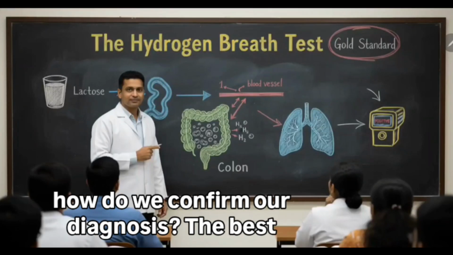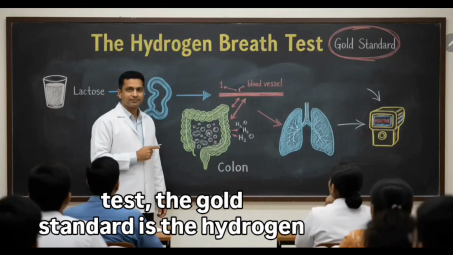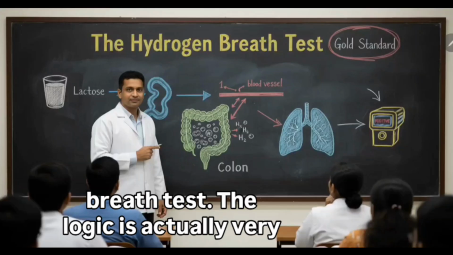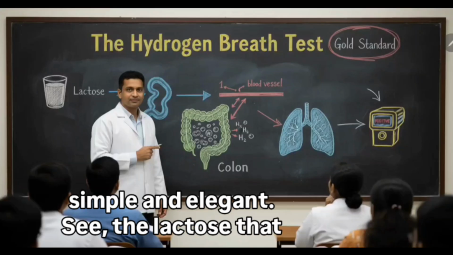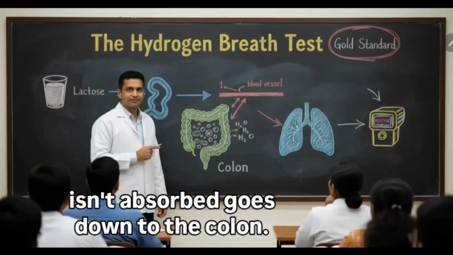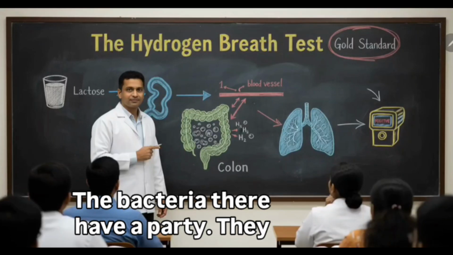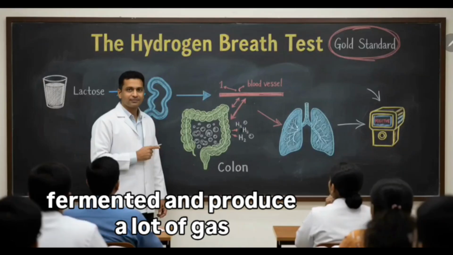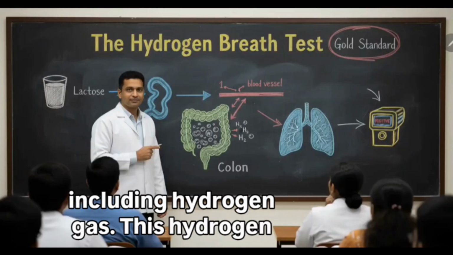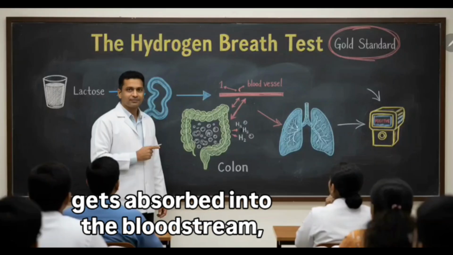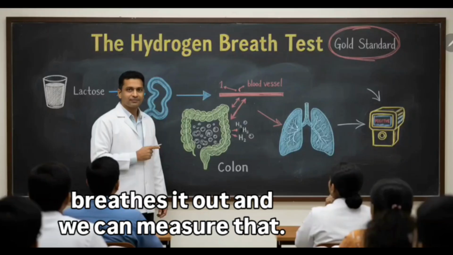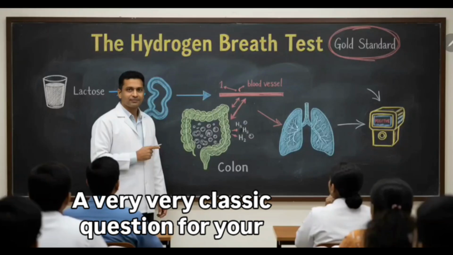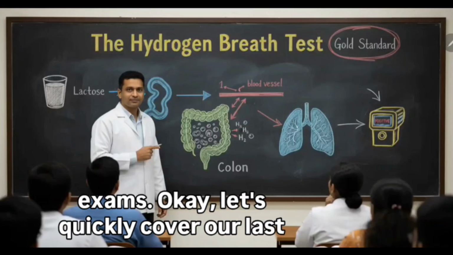Okay, so how do we confirm our diagnosis? The best test, the gold standard, is the hydrogen breath test. The logic is actually very simple and elegant. See, the lactose that isn't absorbed goes down to the colon. The bacteria there have a party. They ferment it and produce a lot of gas, including hydrogen gas. This hydrogen gets absorbed into the bloodstream, travels to the lungs, and the patient breathes it out. And we can measure that. A very, very classic question for your exams.